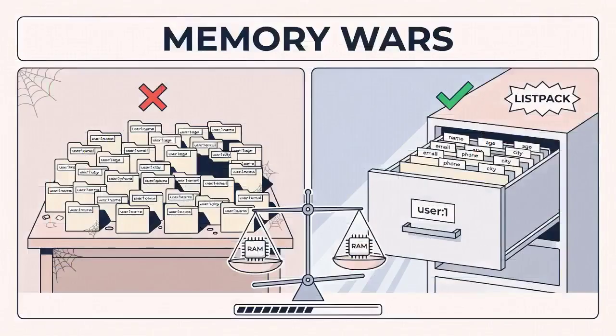HSET stores these pairs, and every field acts like a miniature key value pair nested inside the parent. When you store a user across many top-level keys like user 1, name, user 1, age, and user 1, email, every key carries its own metadata overhead. A hash collapses them into one parent key with fields, and when values are small, Redis uses a compressed listpack encoding that dramatically reduces memory consumption.